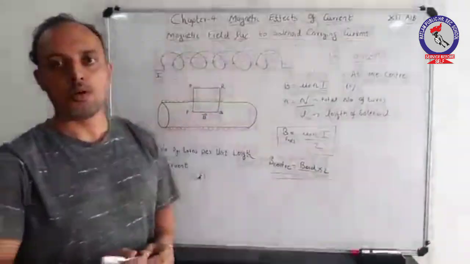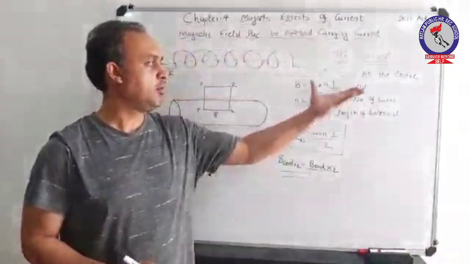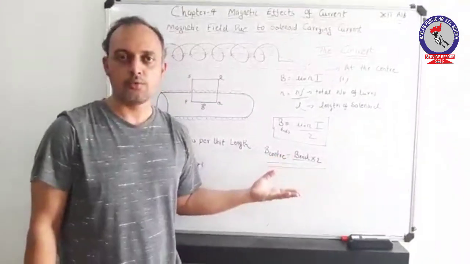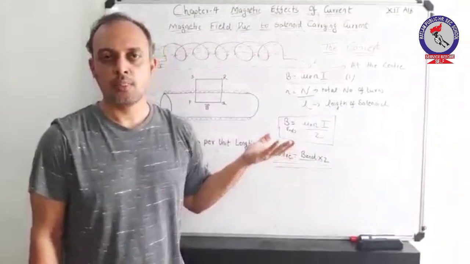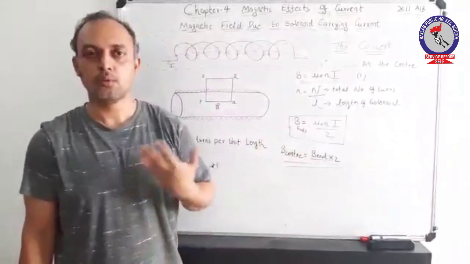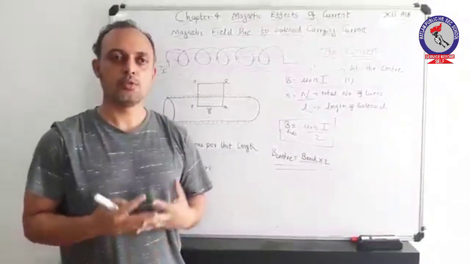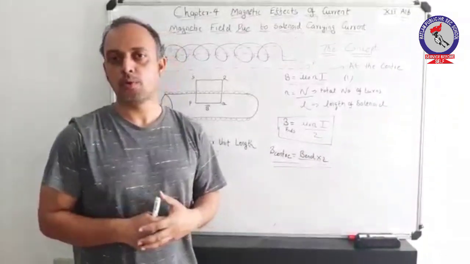That is, on doubling the field of the end points, you can get the center field, and if you have the field of the center of solenoid, on dividing it by 2, you can simply get the field on the ends. So this is the basic concept which is to be remembered from the numerical point of view.